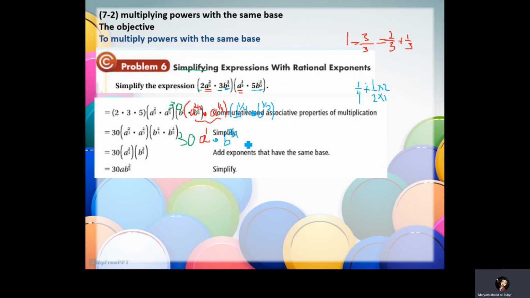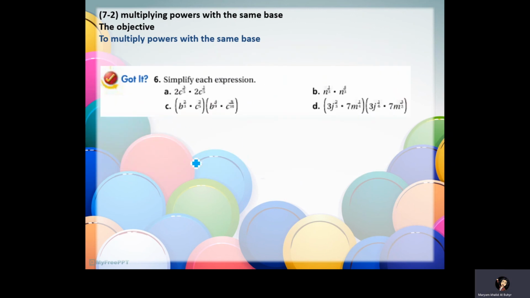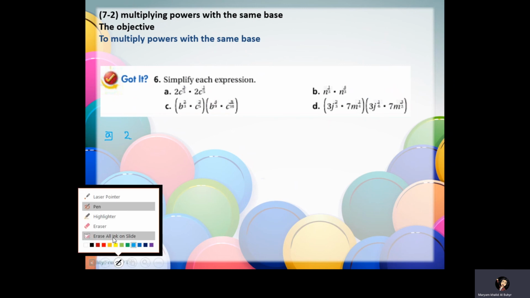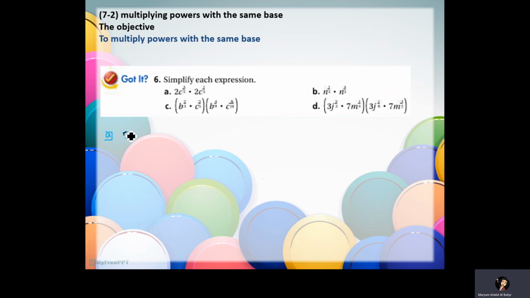Let me give you more exercises. Let me do these with you step by step, one by one. So for question A, I will rewrite it for you again, and let me change the color to have it more clear. So we have 2c to the power 3 over 5 times 2c to the power 1 over 5.